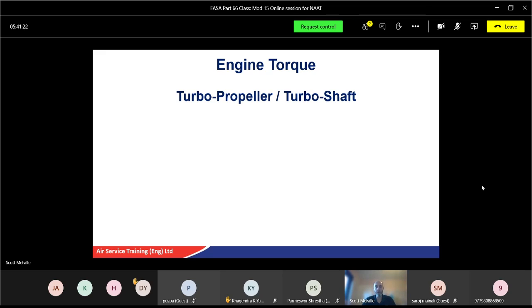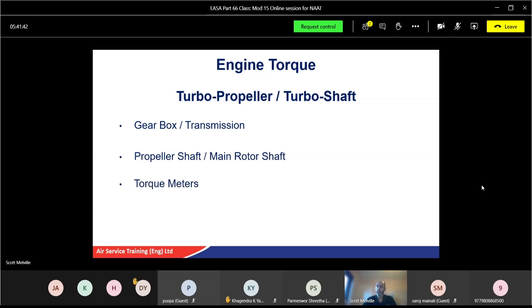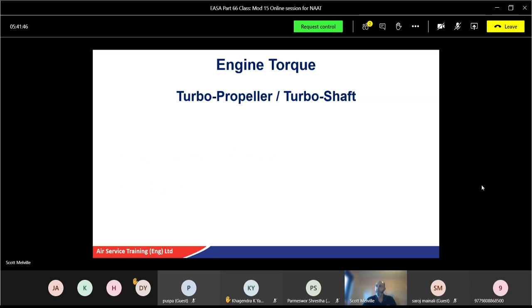So there's a lot of things going on, trying to balance out what's going on with torque and thrust and everything else. So look at the turboprop and turboshaft engine. Again, we'll have the gearbox transmission on there. It'll be inside there somewhere. The propeller shaft, the main rotor shaft, again, all providing torque. And we'll look at the types of torque meters, as well as a few other bits and bobs.